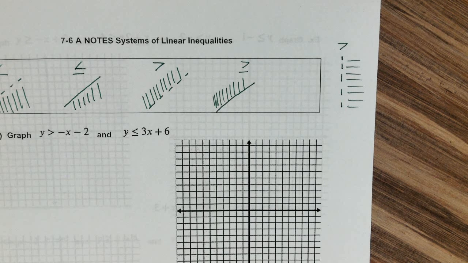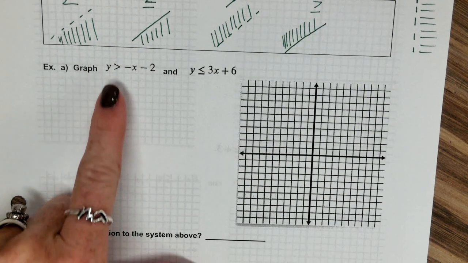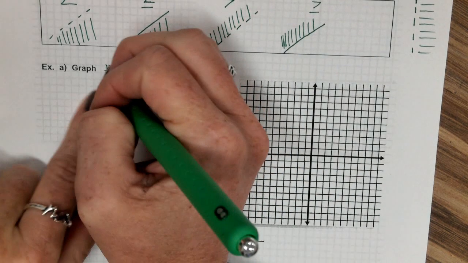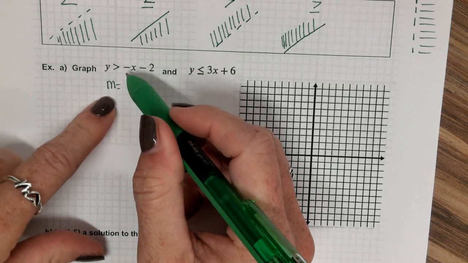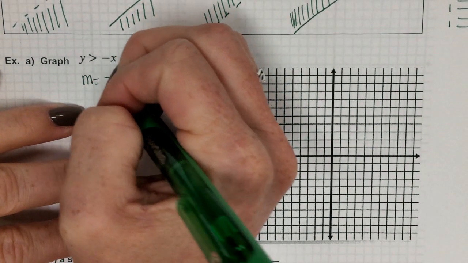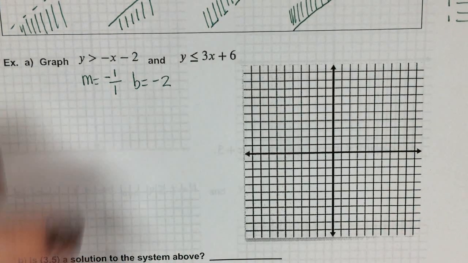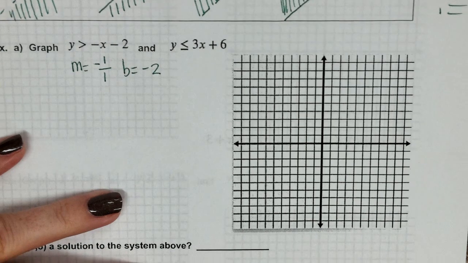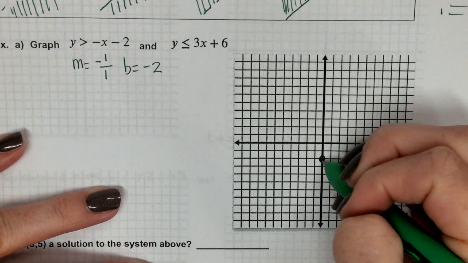Okay, so let's go look at our first example. So just start with one of the inequalities. So I'm going to start with this one. It's already in y equals mx plus b form, so I need an m and a b. So what would my slope be of this first equation or inequality? Negative 1 over 1. What would the y-intercept be? Negative 2. So I'm going to go to the y-axis and put a dot on negative 2. And then I'm going to go down 1, right 1.